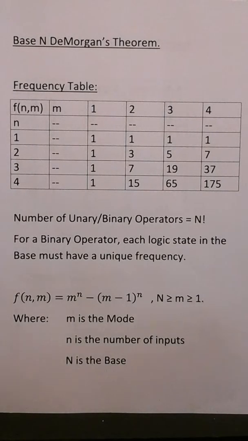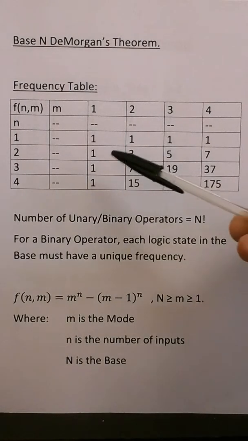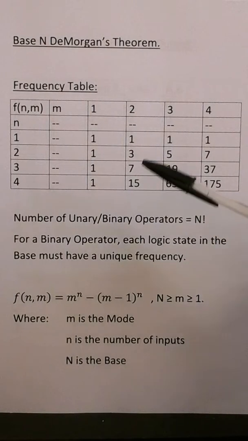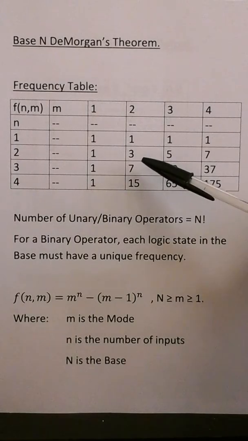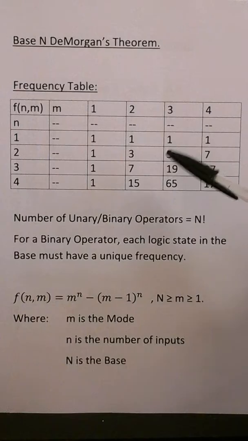Now, for example, in the Boolean system, for an AND gate, there are 3 zeros and 1 1. For an OR gate, there are 3 ones and 1 0. So this table denotes the frequency of the logic state and the output of any binary operator.